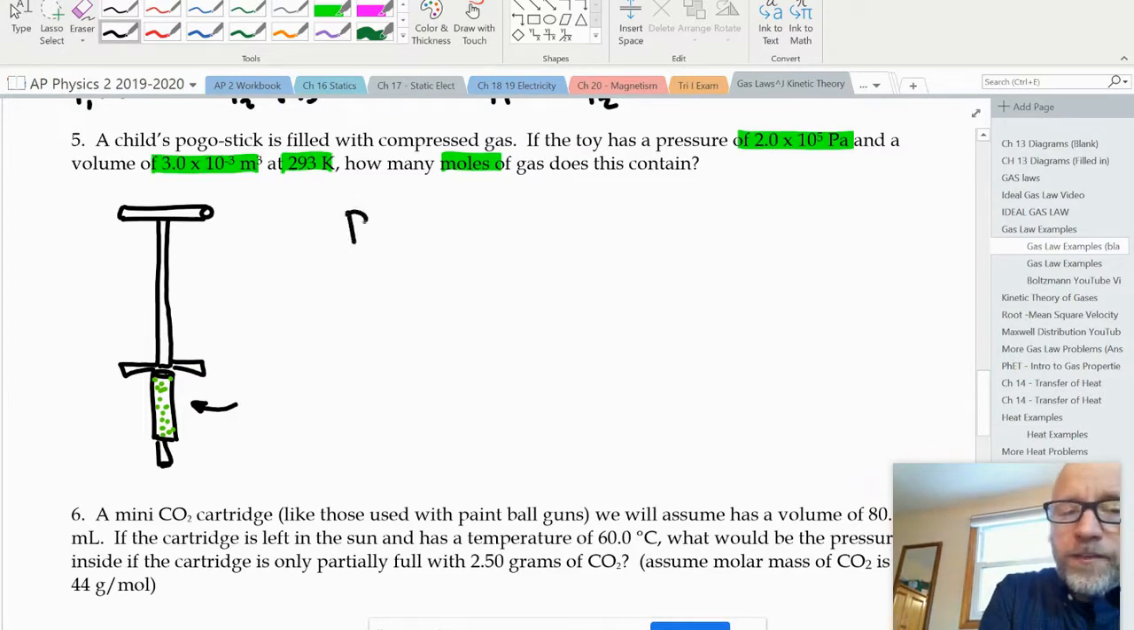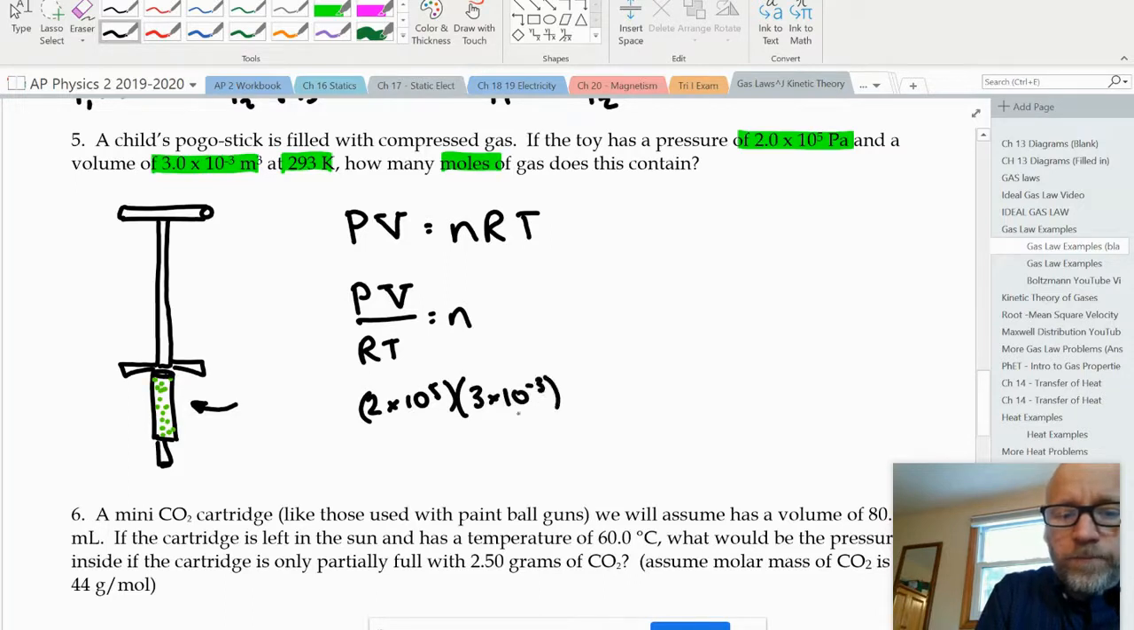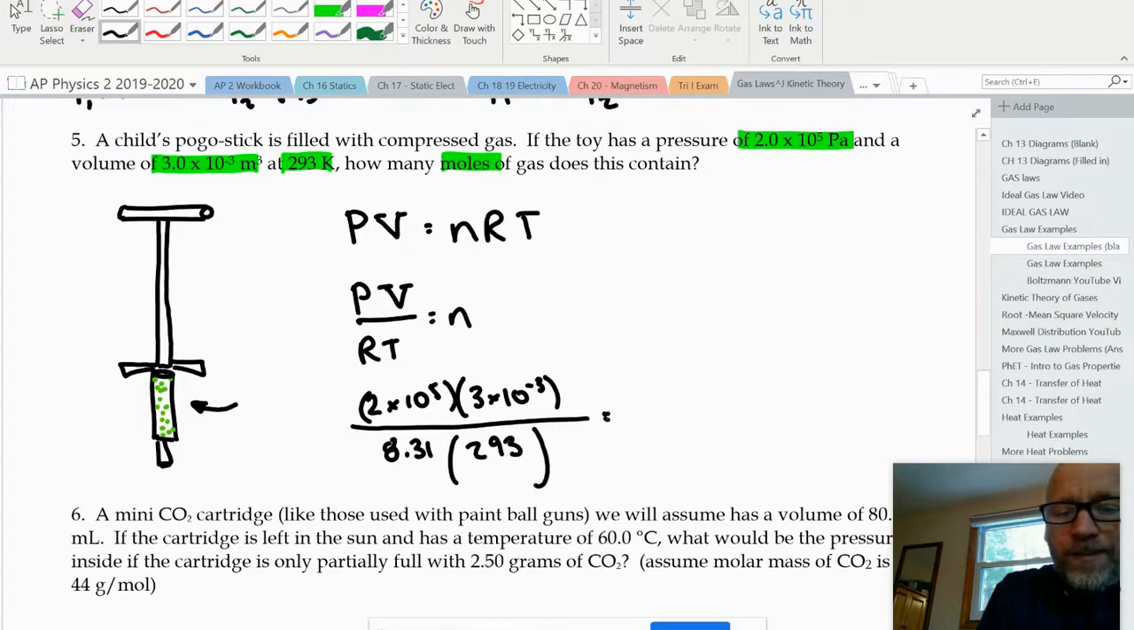So the ideal gas law says that pressure times volume is equal to the number of moles times the gas constant times temperature. Since I'm trying to solve for n, let's get that all alone. Let's plug in our values. 2 times 10 to the 5th times 3 times 10 to the minus 3 times 8.31 times 293. Now, I didn't show the units there.